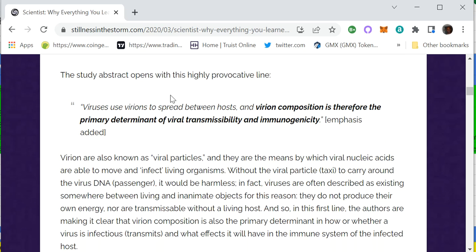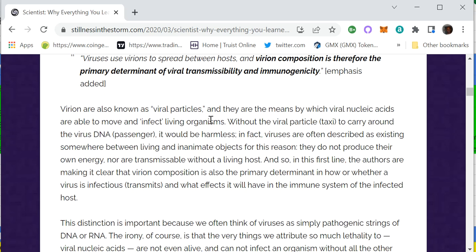That means they are viral nucleic acids able to move and infect living organisms. But without the viral particle to carry around the DNA, it would be harmless. In fact, the viruses are often described as existing somewhere between living and inanimate objects. They do not produce their own energy, nor are transmissible without the host itself. So the authors are making it clear that virion composition is a primary determinant in how infectious a virus is.